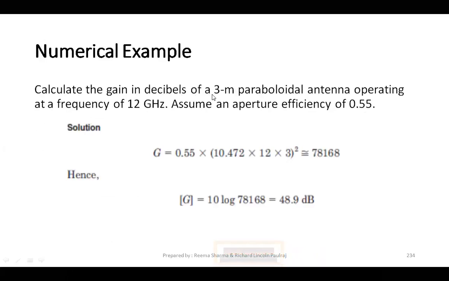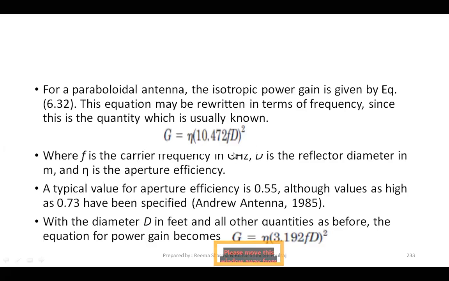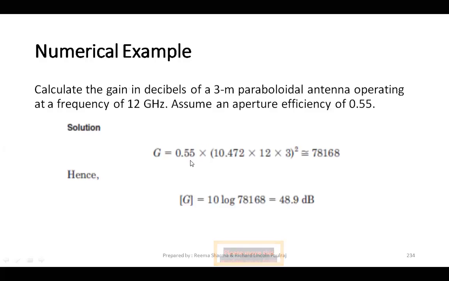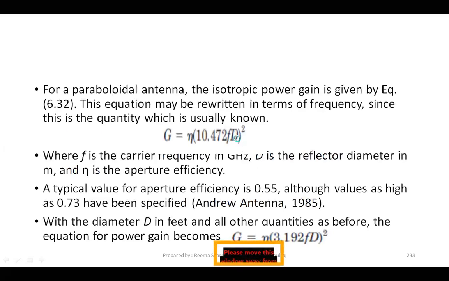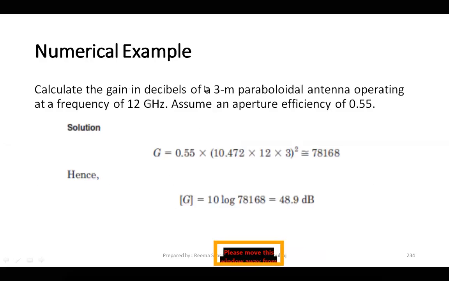Calculate the gain in decibels of a 3-meter parabolic antenna. Here they have mentioned what kind of antenna it is, it's operating at 12 gigahertz, and to assume eta is equal to so much. Most of the things will be given. The only thing you have to do is extract the values, know which formula to substitute, and calculate. We are using this formula because it's a parabolic antenna, right? So G is equal to 0.55, because eta is given here, times the constant 10.47 times 12. What is this 12? This is the frequency. And then D, which is your 3 meters. Just substitute and you will get this value. If you want to express it in dB, then take 10 log of the gain value, and that will convert it to dB.